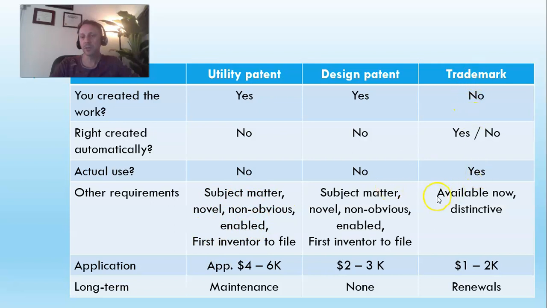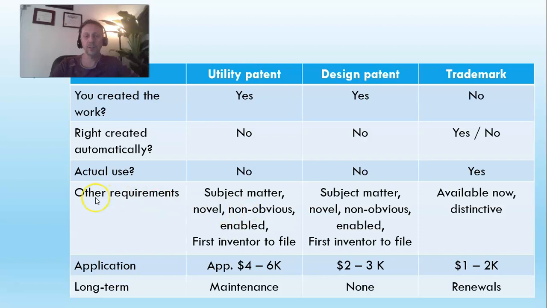For a trademark, the requirements are that your trademark must be available now in order for you to register it, and the brand name must be a distinctive one. So again, that will be unpacked in my trademark video later on. The only thing that I really want to draw your attention to here is the comparison between novelty and availability. So in order to get a patent, your invention has to be novel.